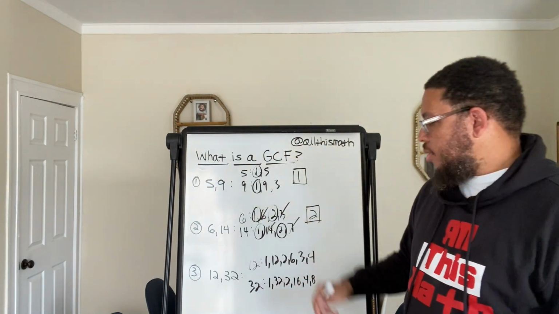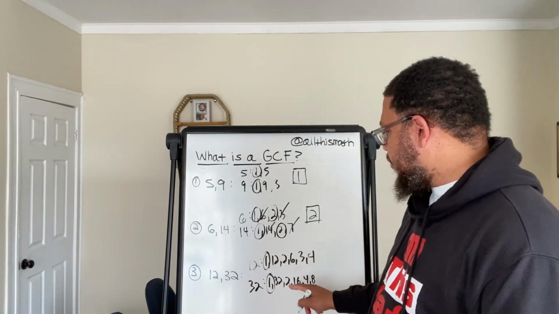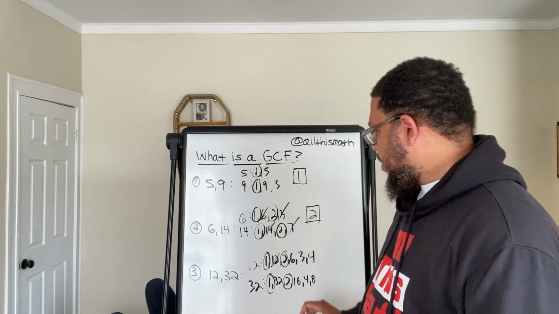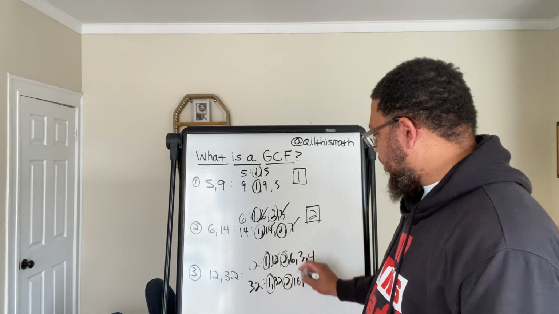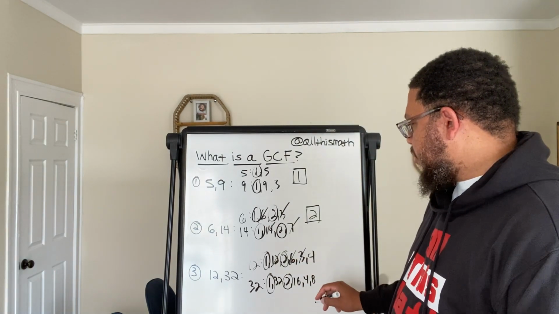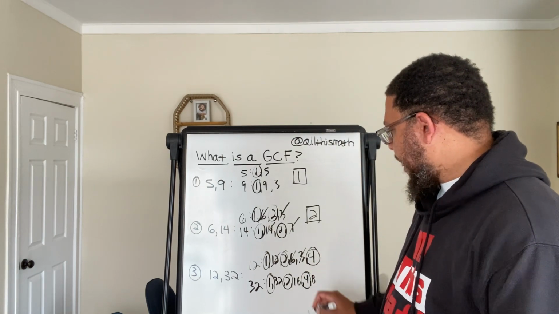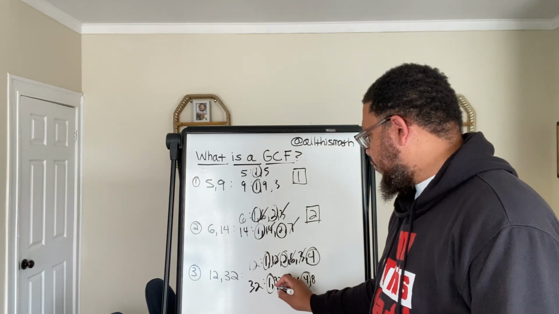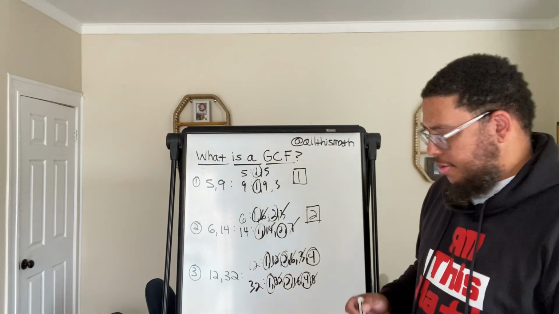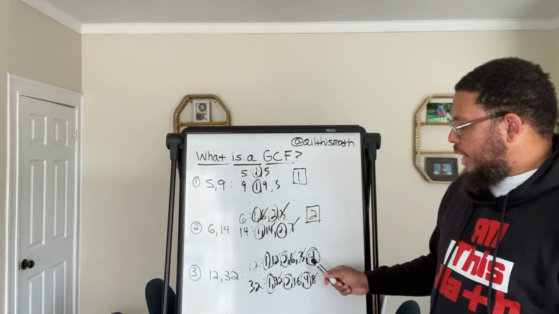Now we go to the common part. What's in both lists? 1 is in both lists. Is 12 in both lists? No. Is 2 in both lists? Yes. Is 6 in both lists? No. Is 3 in both lists? No. Is 4 in both lists? Yes. And then down here, 32 is not in both lists. 16 is not in both lists. 8 is not in both lists. So what am I left with? What's common? I got 1 and 1. I got 2 and 2. I got 4 and 4.